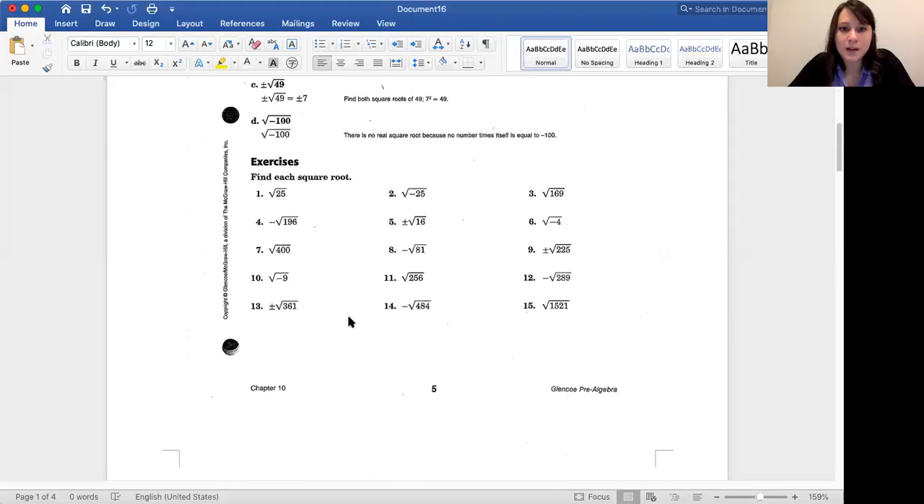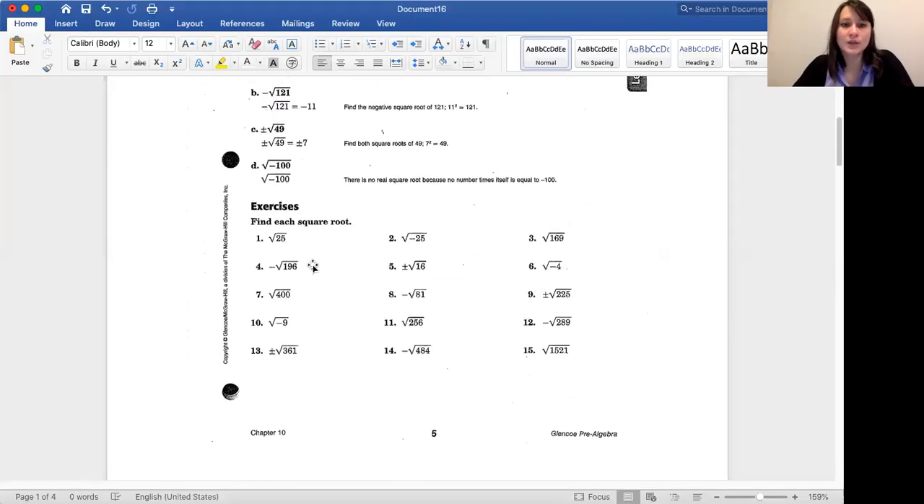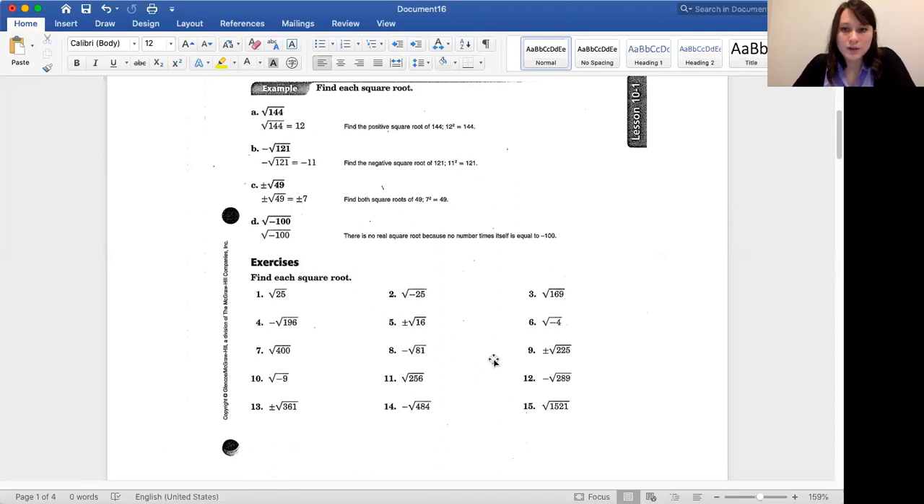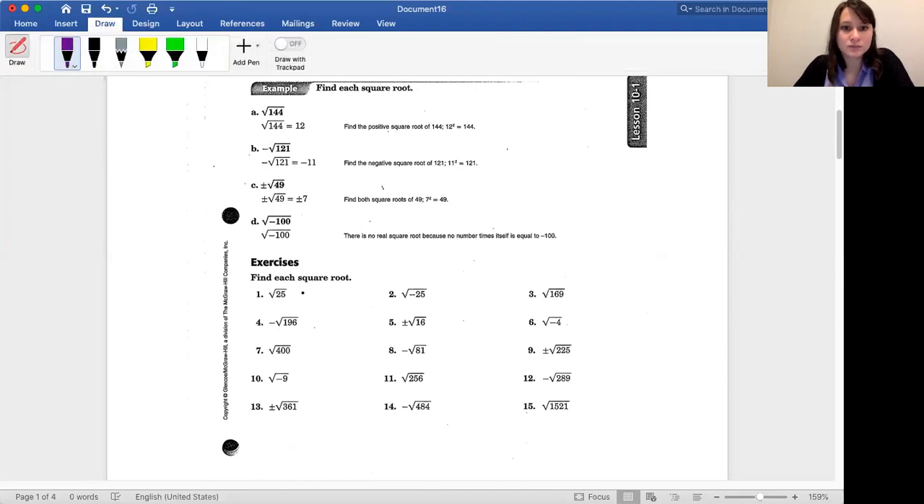Okay, so what you're going to do in your lesson is basically first write out the square roots for these answers, and then make sure you put in the correct sign. So this would be, you know, square root of 25 is 5. Square root of negative 25 is no solution because the negative is inside.